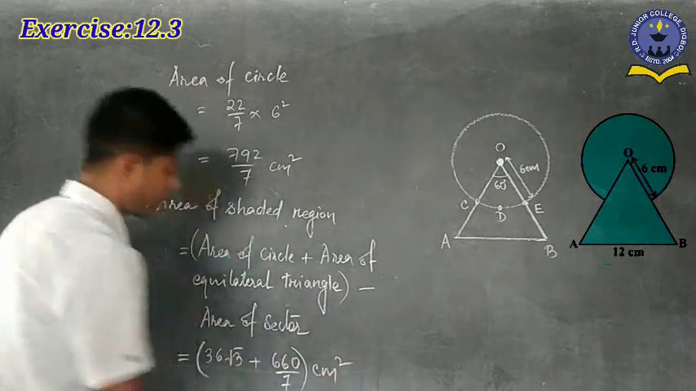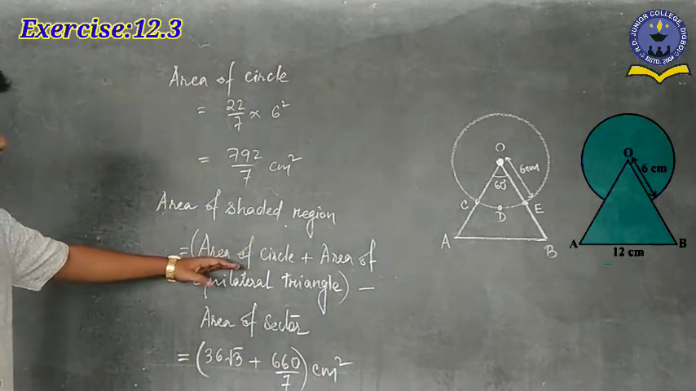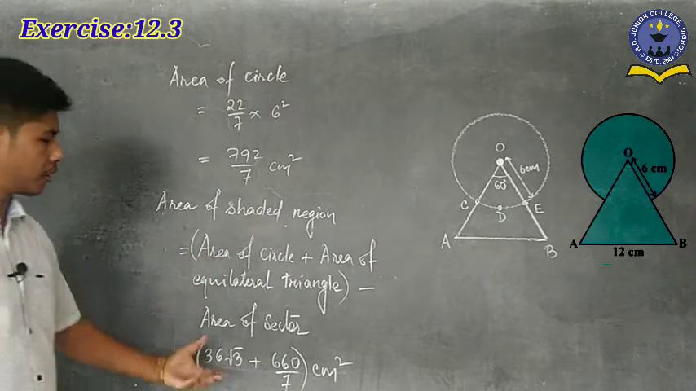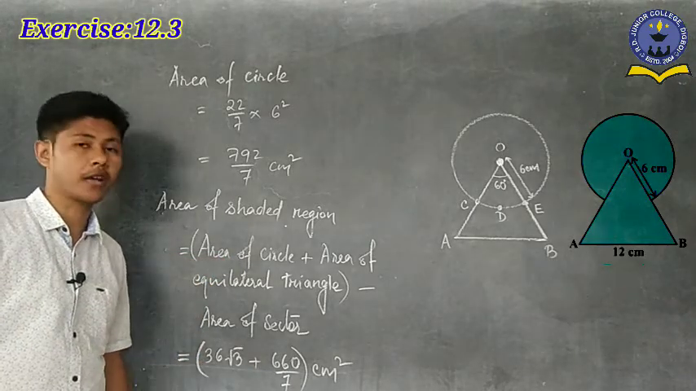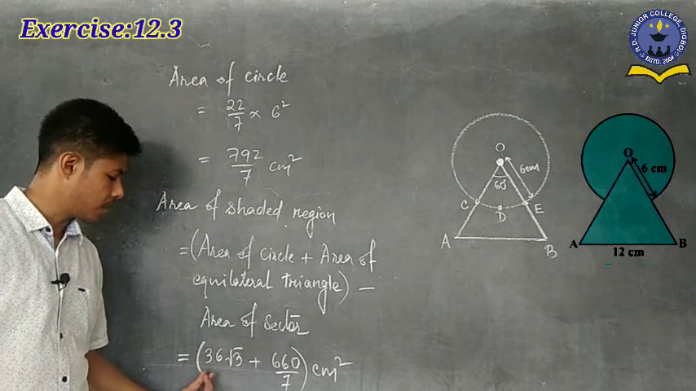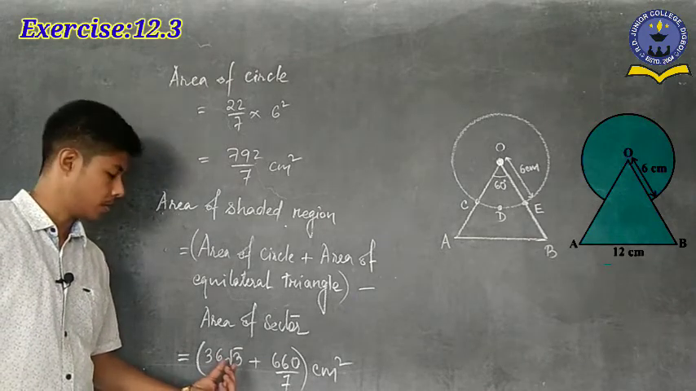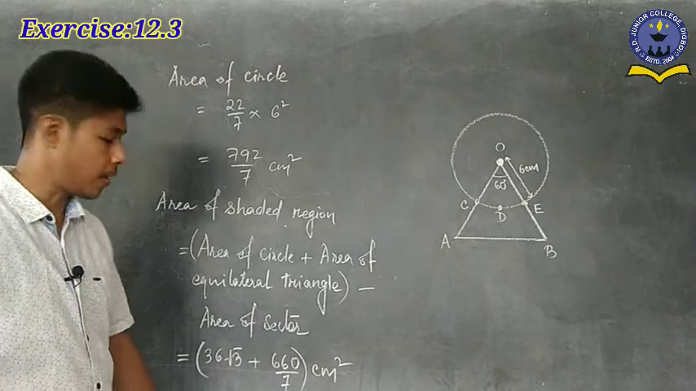So finally we get the answer in this way. Area of circle plus area of equilateral triangle you have to do, and then subtract the area of sector. Then what we get? 36 root 3 plus 660 by 7 centimeters.